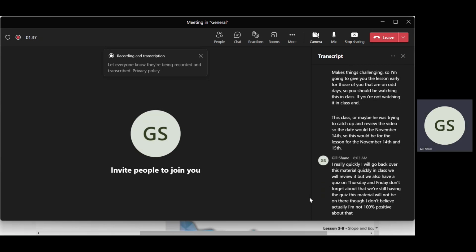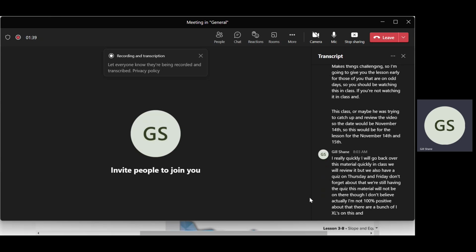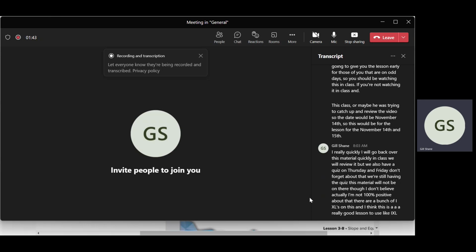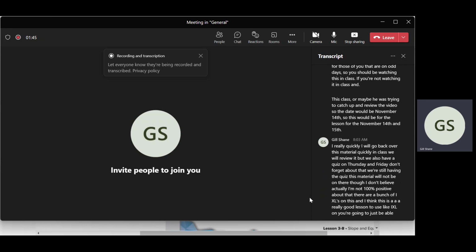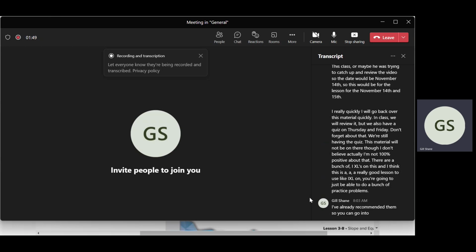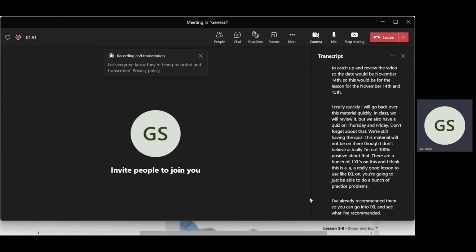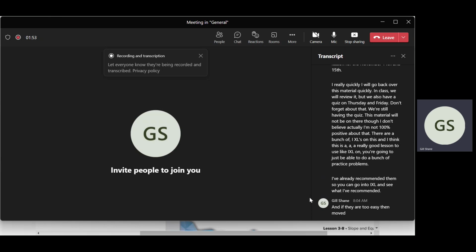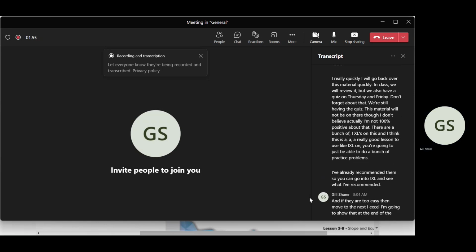There are a bunch of IXLs on this, and I think this is a really good lesson to use IXL on. You're going to be able to do a bunch of practice problems. I've already recommended them, so you can go into IXL and see what I've recommended. And if they are too easy, then move to the next IXL. I'm going to show that at the end of the video.